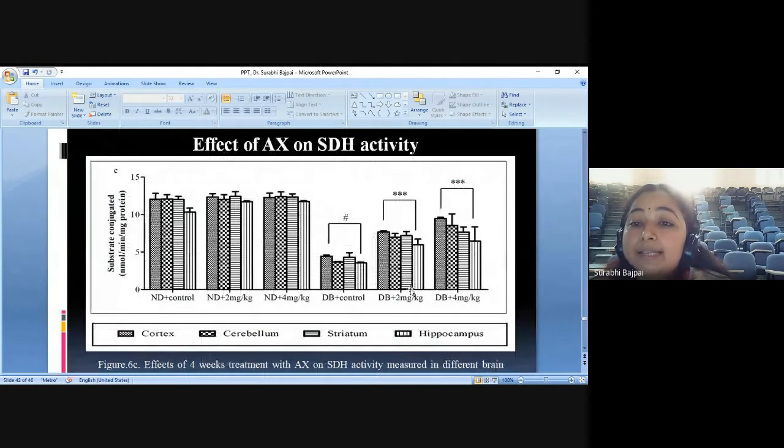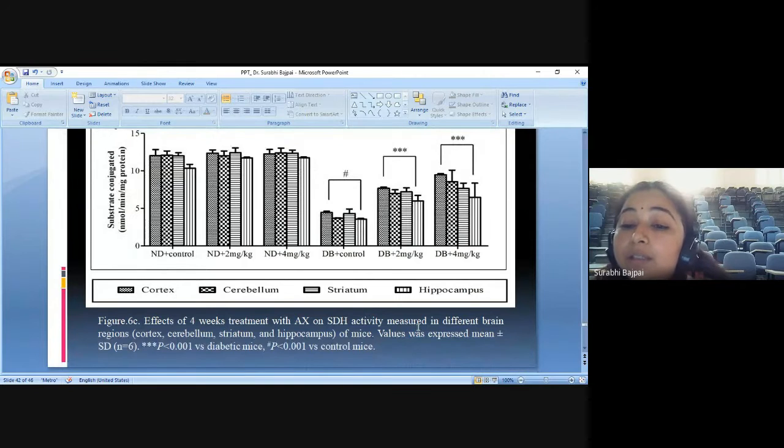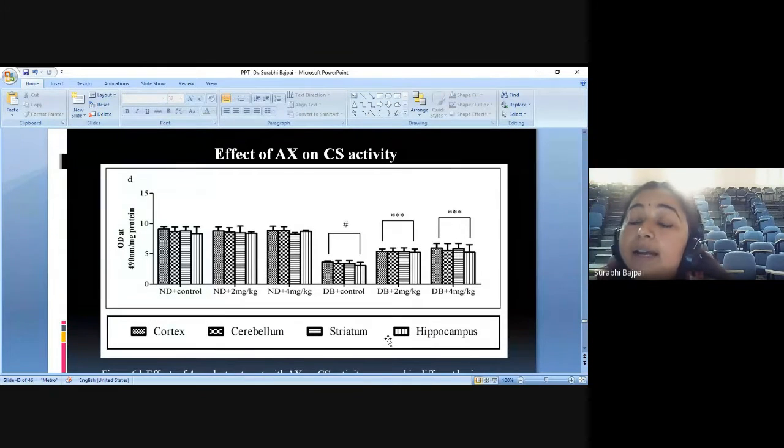Then the effect on SDH was also increased significantly. We have seen that 4 weeks of treatment with AX increased the succinate dehydrogenase activity, and the citrate synthase activity was also significantly increased after the administration of astaxanthin in the diabetic mice.